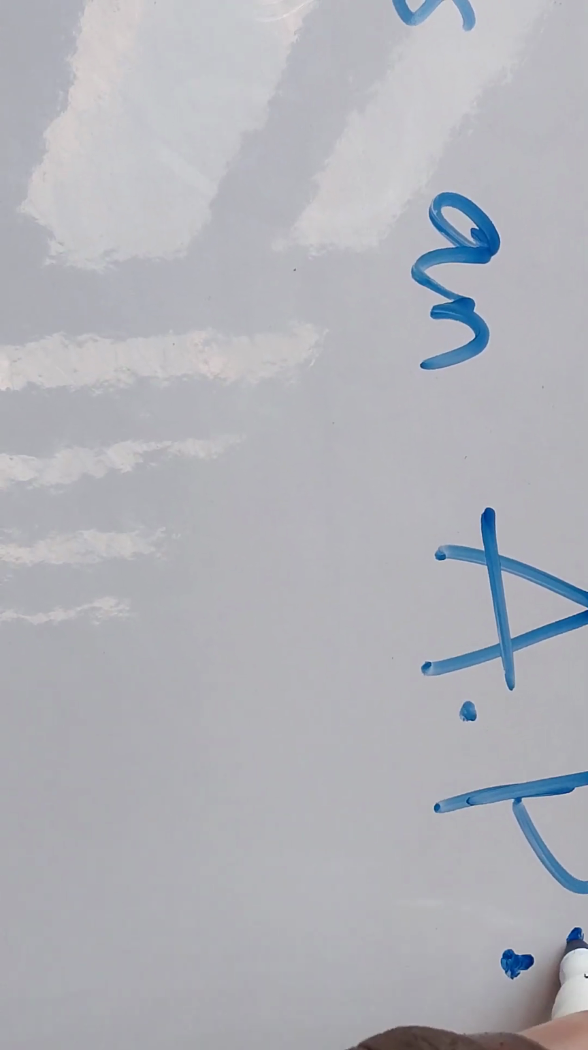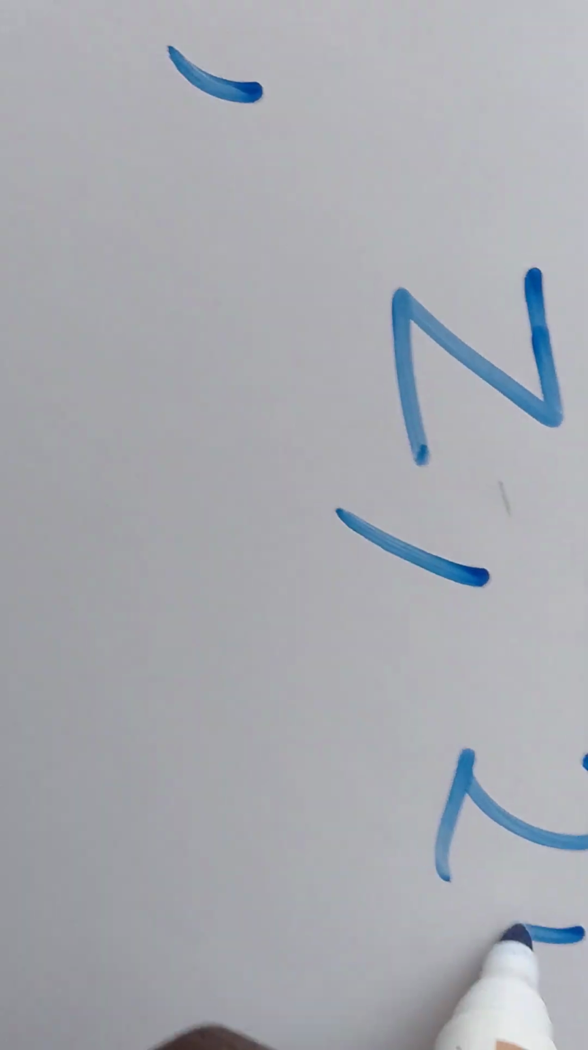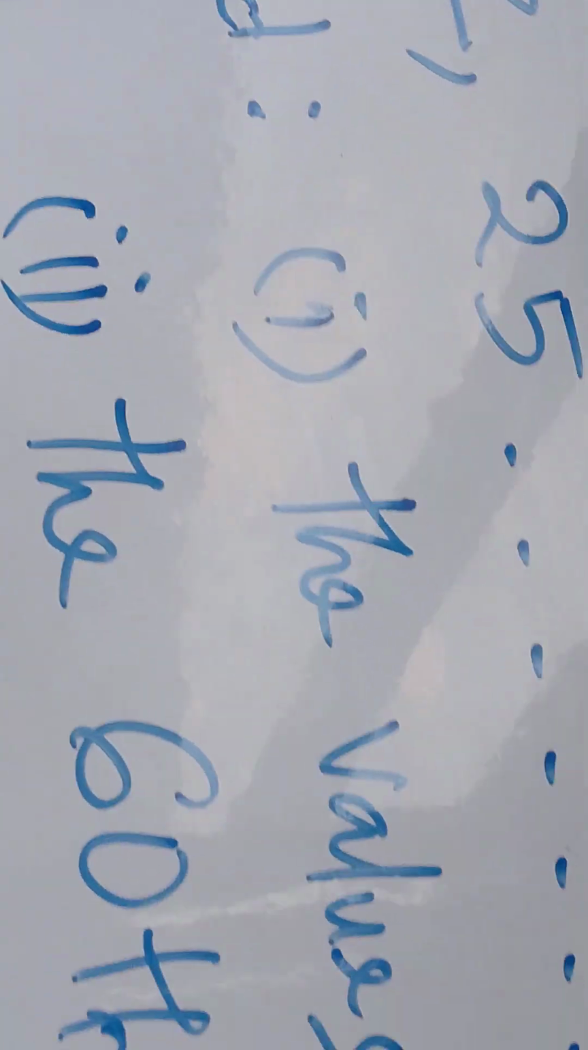9, x, y, z, 25. The colon shows you the values of the sequence, or the AP: 9, x, y, z, and 25. So I'll write them out. It goes on to say: find the values of x, y, and z. It also says find the 60th term, and then find the next three terms after 25 above.